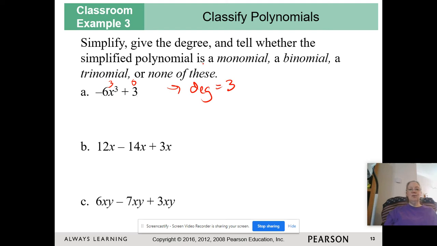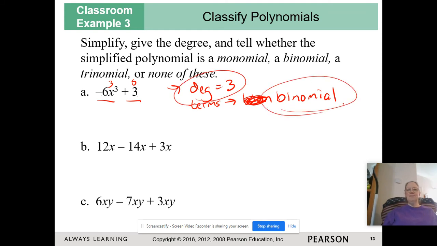And then we're going to count the number of terms. So we've got 1, 2 terms. 2 terms tells us we have a binomial. I think I must be getting tired. Sorry about that. So degree is 3, and it is a binomial.